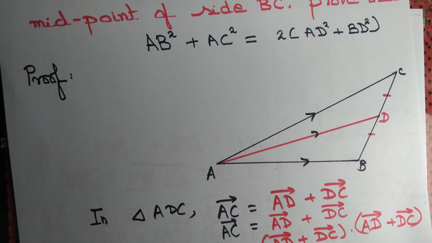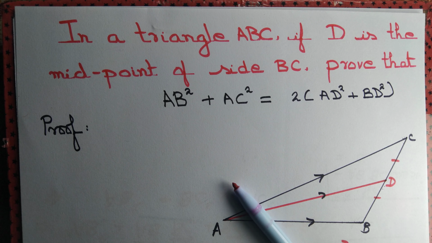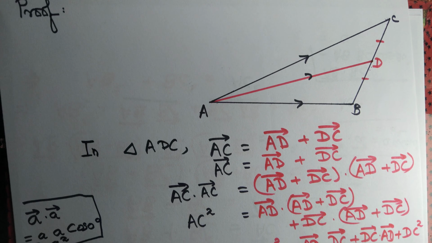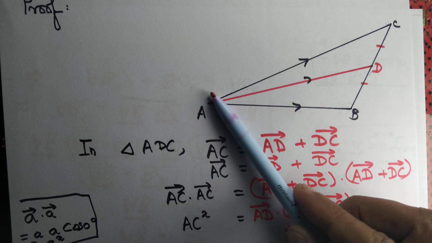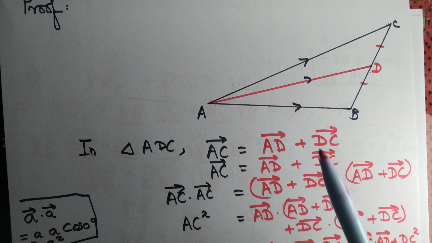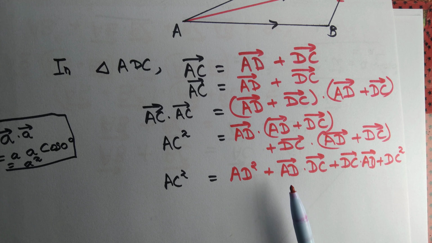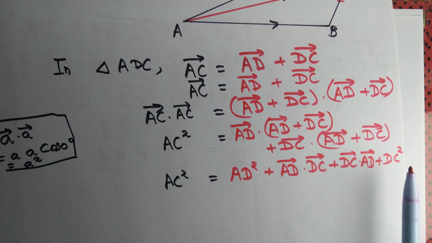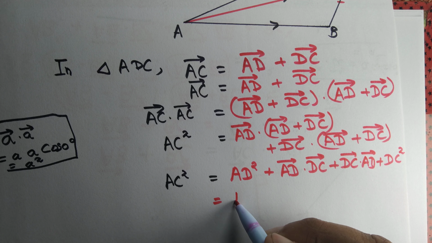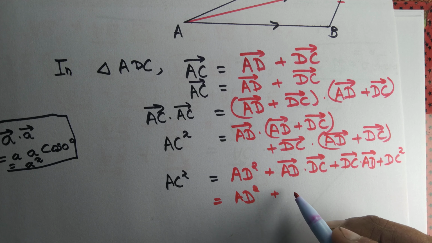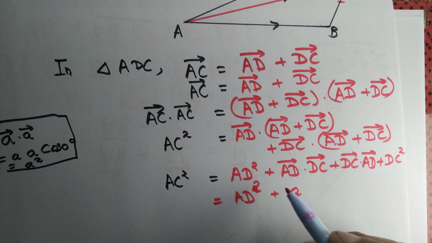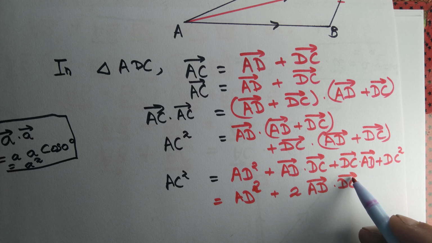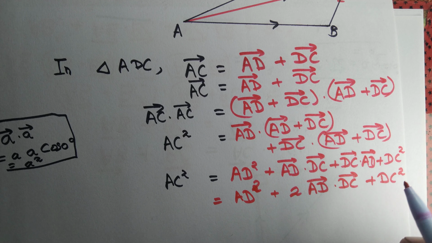Now let's look at the identity that we want to prove. We have in the left hand side AC square and then AB square. AC square we got, by applying AD plus DC, equal to AD square plus AD dot DC plus DC dot AD. DC dot AD is same as AD dot DC. So we can simply write it as AD square plus 2 AD dot DC plus DC square.